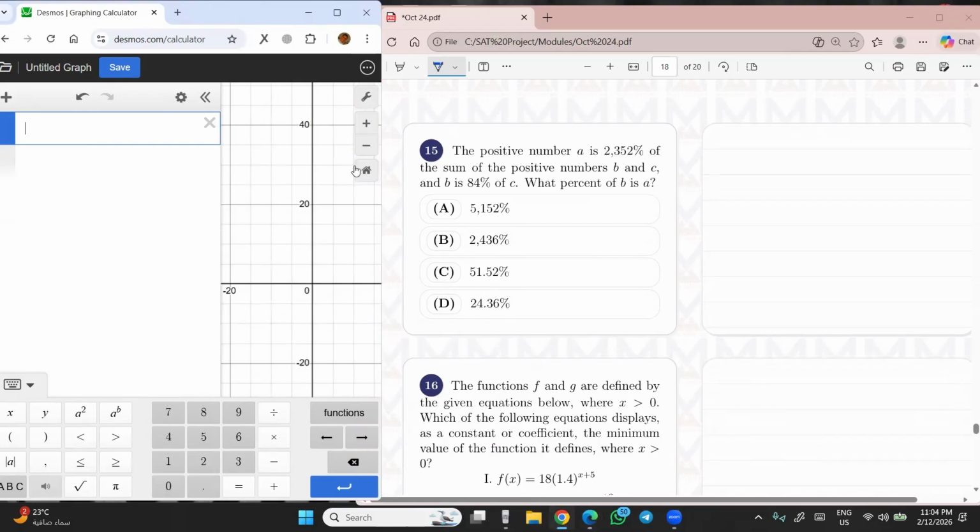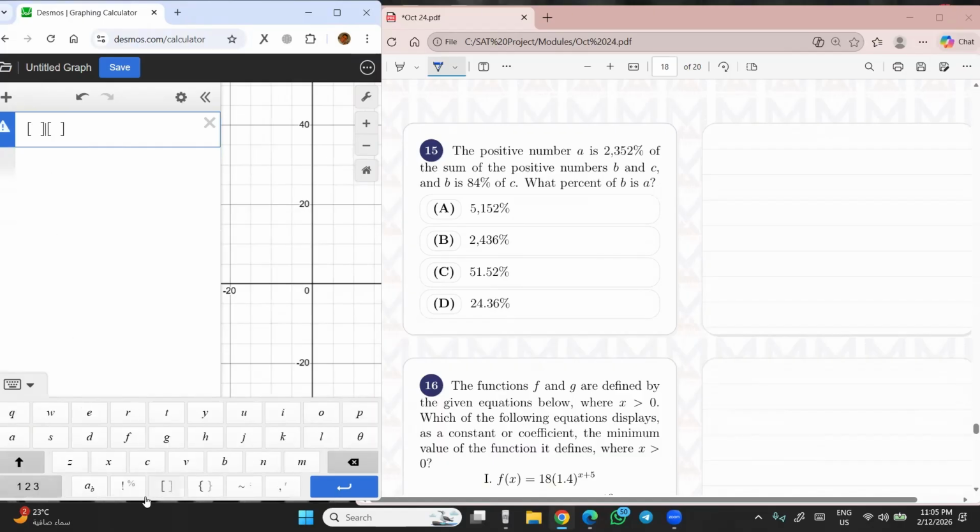We can make the square brackets 2 times and write the sign in between them, which comes here. You can see the sign tends to b, and we write here the first equation. A is, which makes a here, and "is" means go to the other side of the equation and write 2,352%. How to write the percentage?